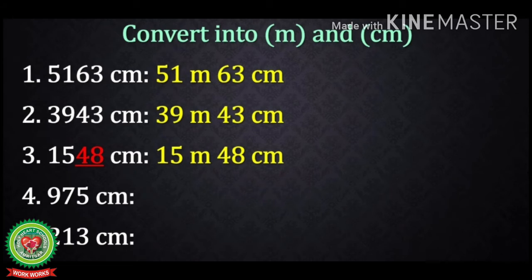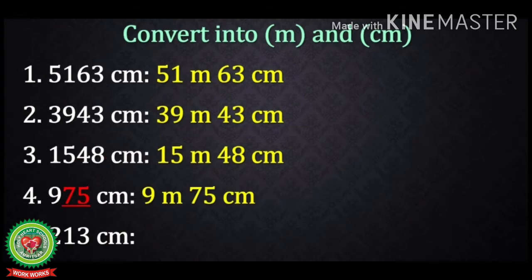For the next sum, 975. Again separate the last two digits. Children, do not forget to take the two digits from the back side. So the last two digits we will write as centimeters. So the answer will be 9 meters 75 centimeters.